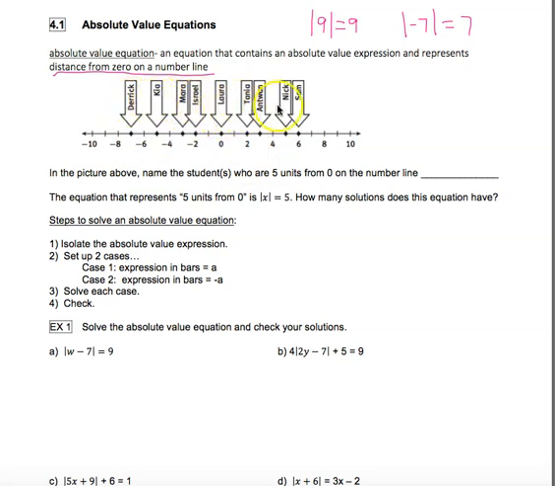So what I want you to do here is look at this example that I've got with names of different fictitious students. It says, in the picture above, name the student or students who are 5 units from 0 on the number line. So here's 0 right here. I want you to count and see which of these students, and if you just want to count how many units each student is and write it down, we already know Derek is 7 units away from 0 because we counted from -7 to 0 before. So go ahead and pause the recording and write down the students who are 5 units from 0 on that number line.